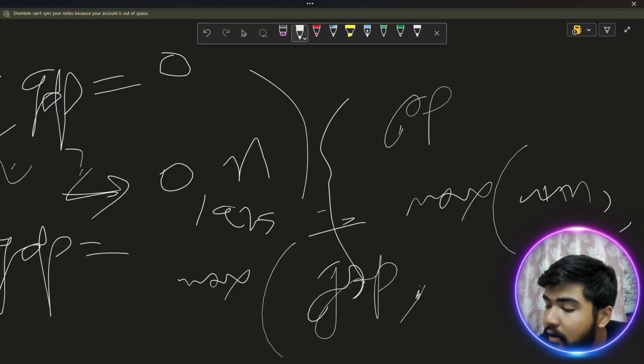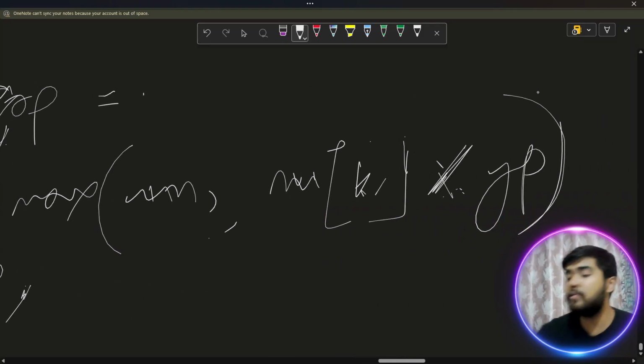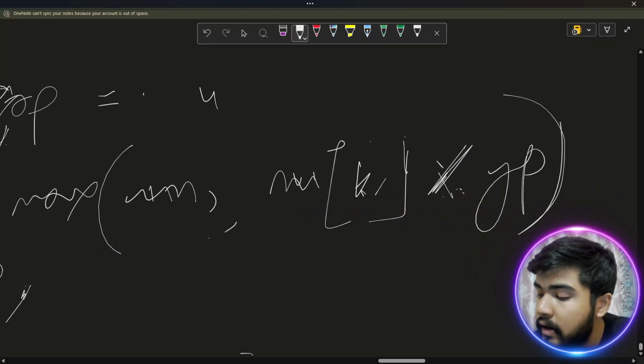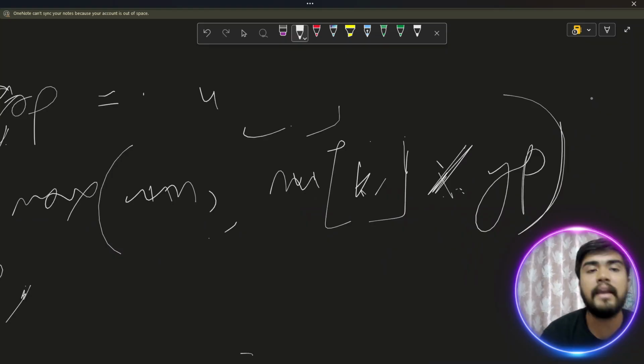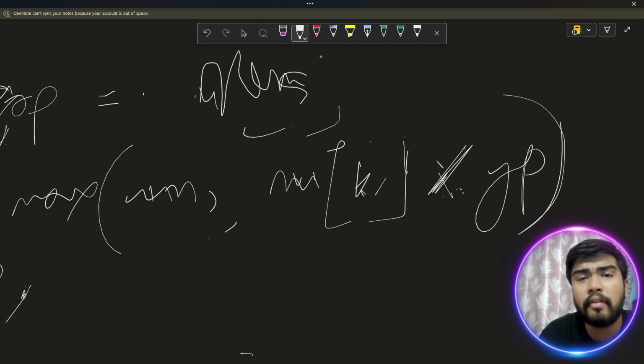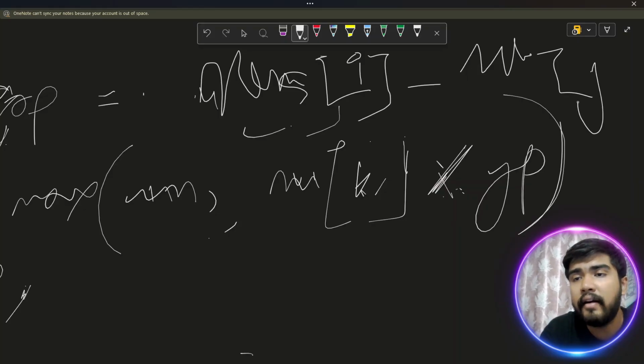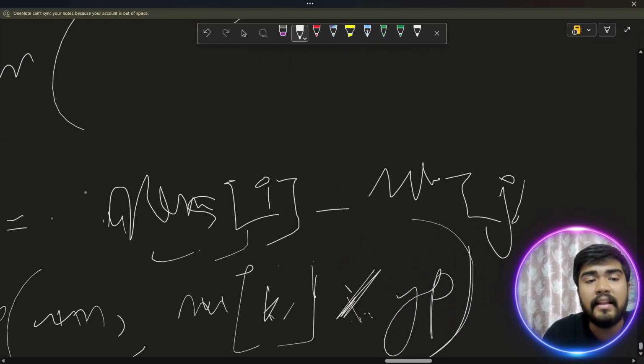Your gap is nothing but where your nums of i is basically standing. I know it's not writing anything, but let me write it. So where my nums of i is actually standing, my gap is nothing but where my nums of i is standing, where is the maximum value of the i, minus nums of j, right? Correct. So we need to maximize this factor.